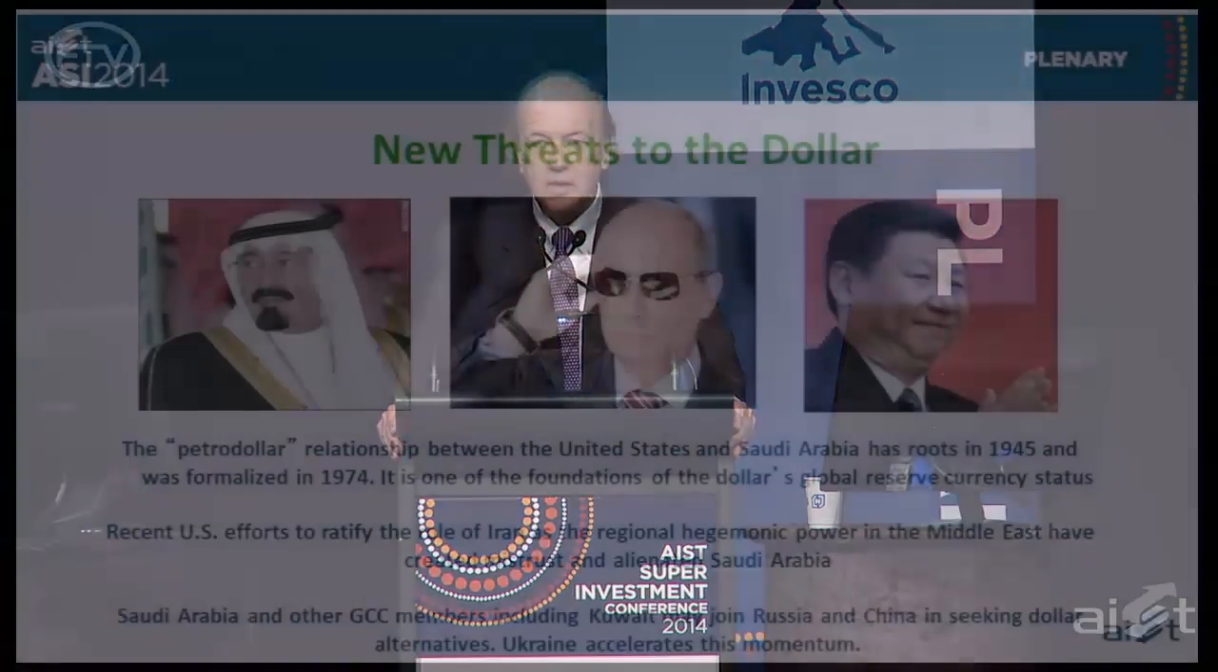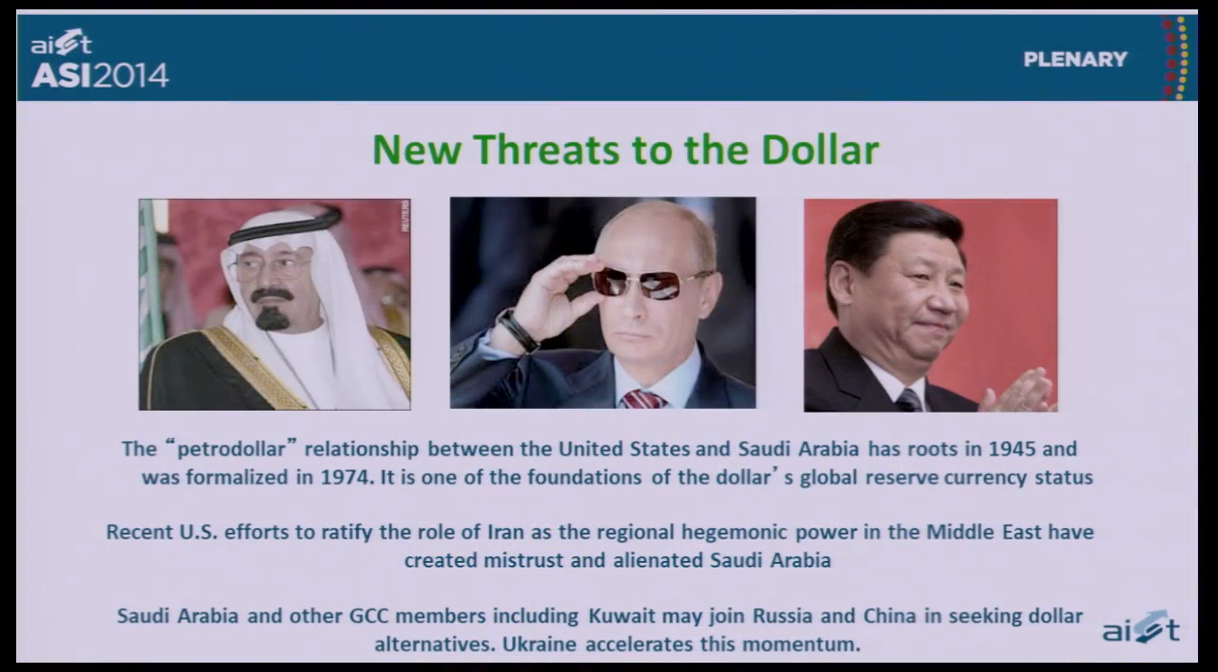I mentioned these threats to the US dollar. I'm going to go through three big ones, starting with King Abdullah in Saudi Arabia. Now, I think you're all familiar with what's commonly referred to as the petrodollar deal. The petrodollar deal was something worked out between the House of Saud and Henry Kissinger in the 1970s, the last time the dollar was under threat and came close to losing its reserve currency status.